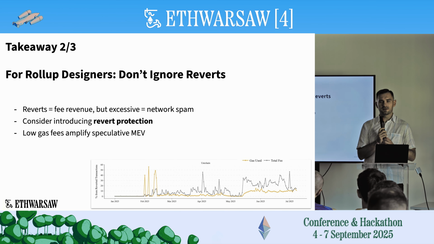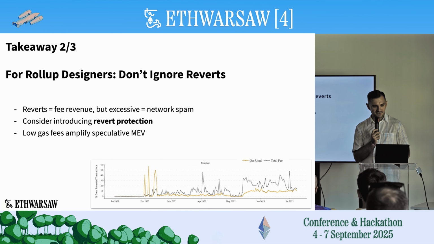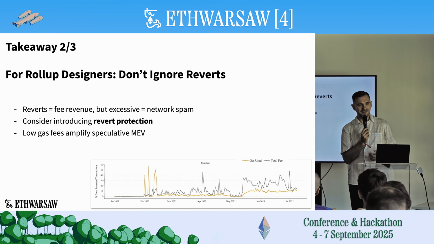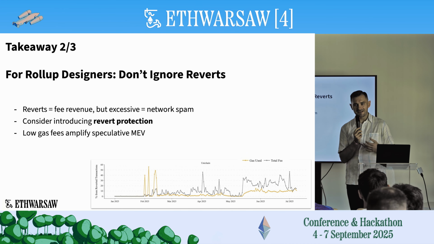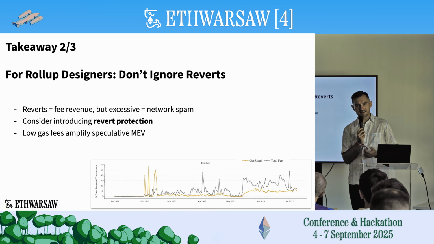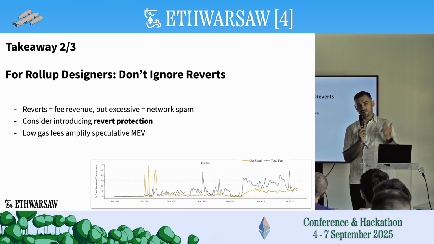And last but not least, some takeaways for the rollup designers. So generally, the fact that almost 20% of transactions revert on rollups is not a bug of any rollup, but more a consequence of the design decisions that were taken earlier. What rollups can do, and some already experiment with that, like Unichain, for example, is so-called revert protection. And that revert protection will work in such a way that even if your transaction reverts, it fails, it's not included in the blockchain state, then you don't have to pay a gas fee.